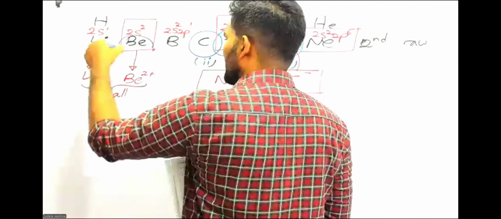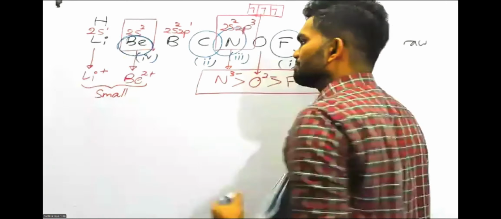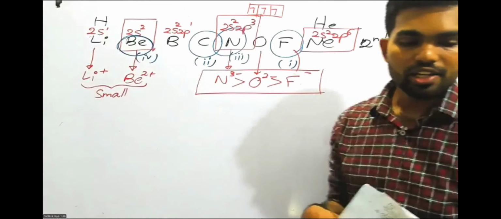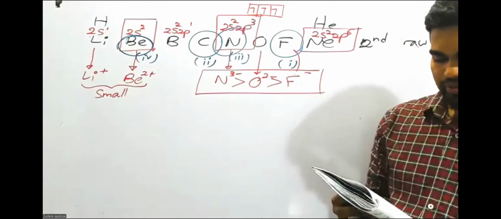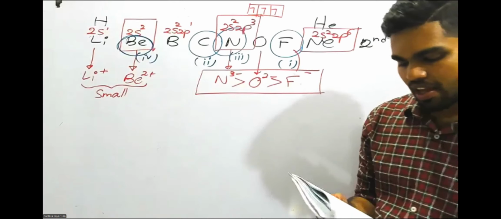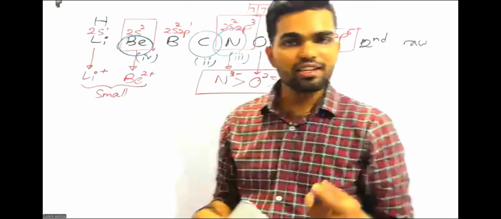but it is not having any p electrons. So Be is the symbol you have to write as the fourth answer. And then look at the fifth one.